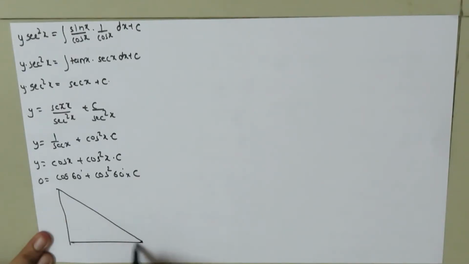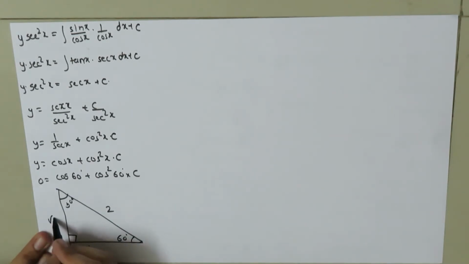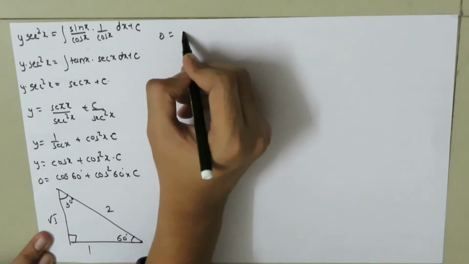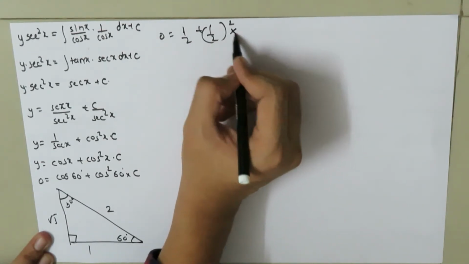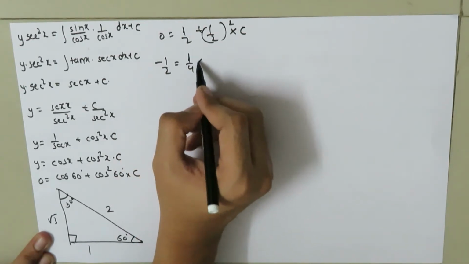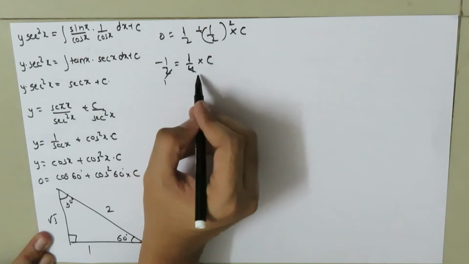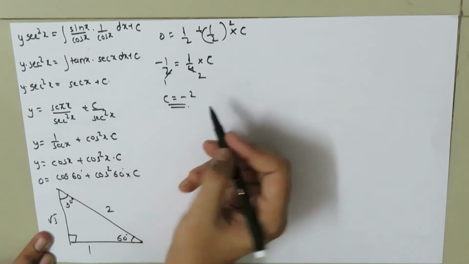So now we are going to draw a 30, 60, 90 triangle. So this is 30, this side is 60, and this is 90. Opposite side to 90 is 2, opposite side to 30 is 1, opposite side to 60 is root 3. So 0 is equal to 1 by 2 plus 1 by 2 square multiplied by c. So negative 1 by 2 is equal to 1 by 4 into c. 2 1s are 2, 2 2s are 4. So c is equal to negative 2.